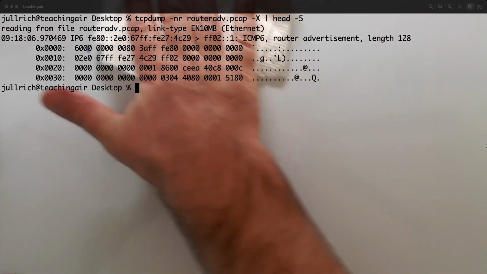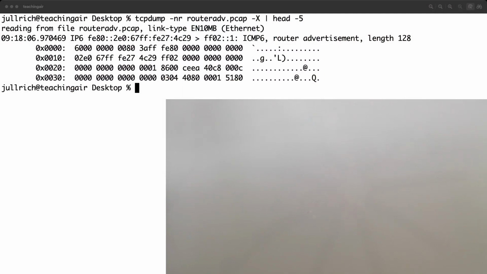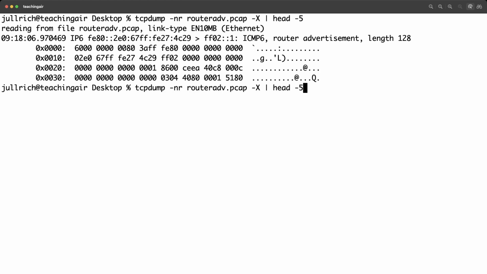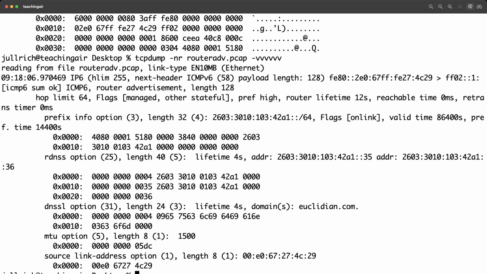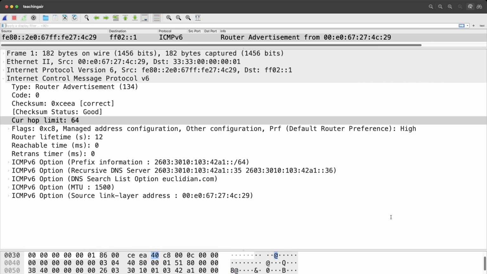Now let's dive into the actual router advertisement payload. I want to use Wireshark for this, but before I pull up Wireshark, let me just show you something here with tcpdump. If I add a couple verbose options here, you see how tcpdump actually tears this packet apart pretty nicely. I'm still going to use Wireshark. It's a little bit prettier and also has a tiny little bit more detail, but there is not a big difference between what Wireshark and what tcpdump tell you about these router advertisements. So anyway, let's pull this up in Wireshark.